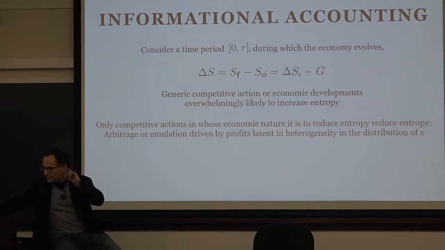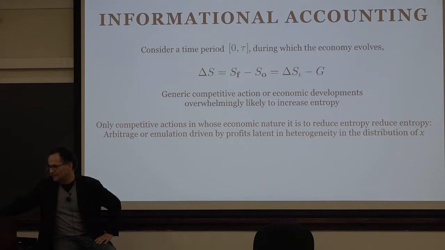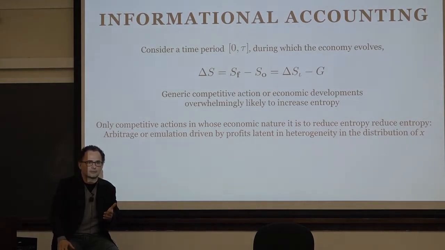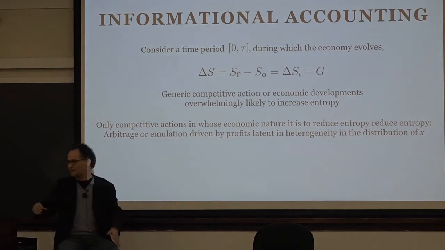So the only competitive actions that have in their economic nature to reduce entropy are what we've called arbitrage or emulation, driven by profits that are defined by entropy, that are defined by heterogeneity. So you pursue them until there's less, right? Profit seeking is like the monkey that keeps scratching himself. They'll continue until they can't. It's the nature of the beast.